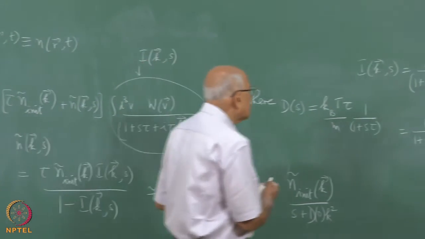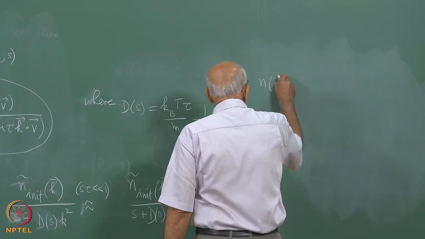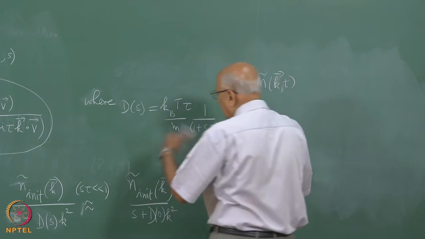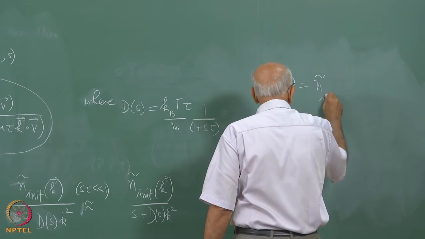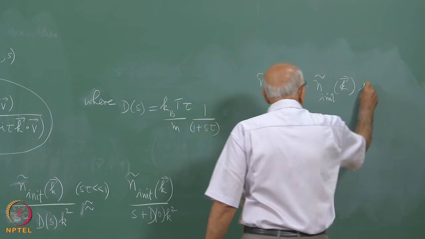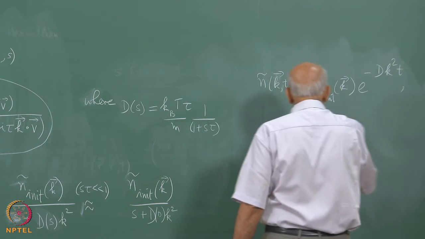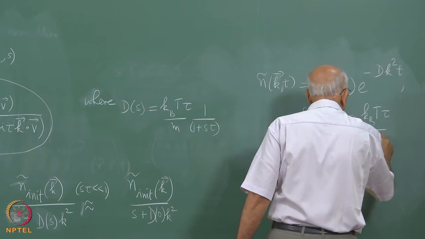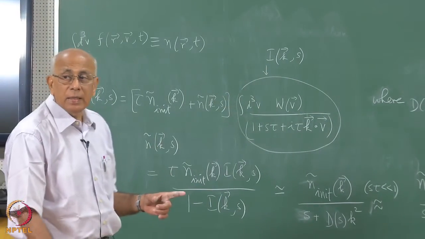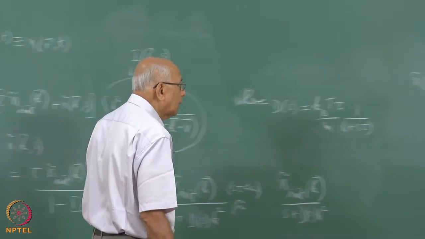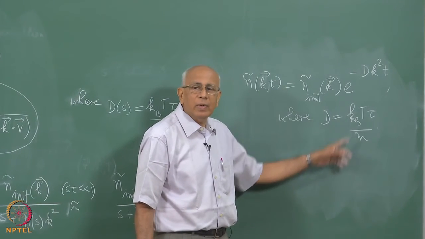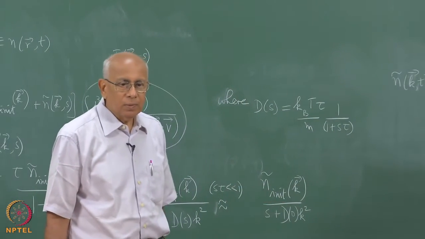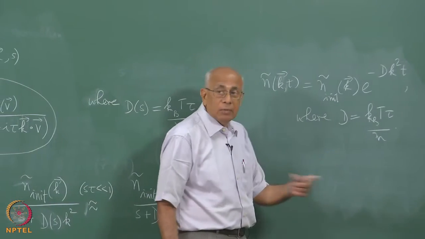Therefore trivial, and it says finally, n tilde of k and t, let me leave the k still, is equal to n tilde initial of k e to the minus D k squared t, where D is k Boltzmann T tau over m. So you see, it's exactly what we would expect. Remember in the Langevin model we got kT over m gamma, and the velocity correlation time was tau in gamma inverse. Well, here the velocity correlation time is tau in this model and m is the mass of a molecule here.